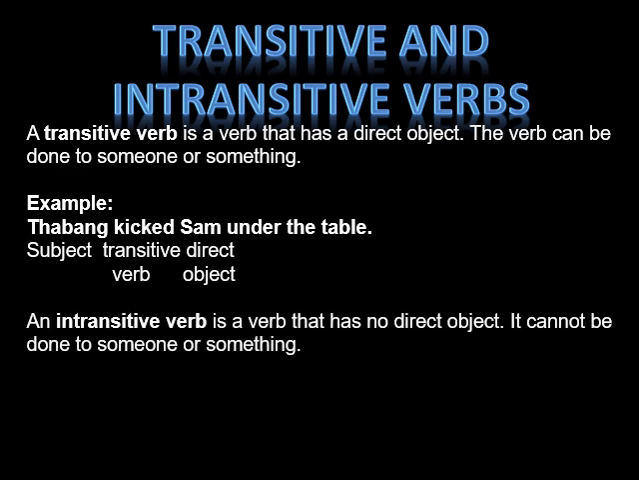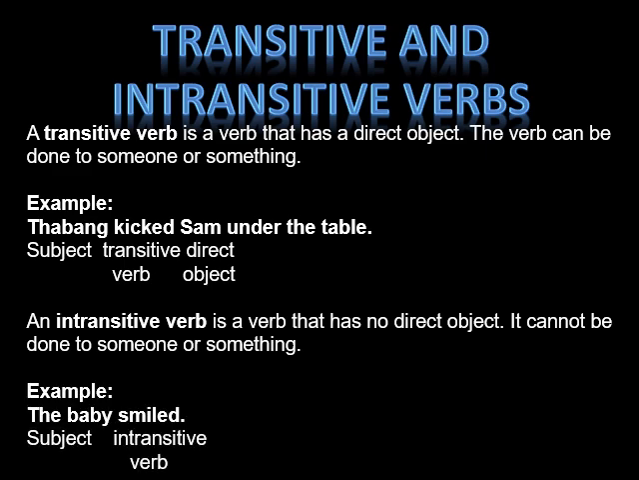Then an intransitive verb is a verb that has no direct object. It cannot be done to someone or something. As in this example, the baby smiled. So we've got the verb smiled. Who or what smiled? The baby. So the baby is your subject. But there's nothing else. So clearly there is no object here. We could add an adverb. The baby smiled cheekily, all right, or the baby smiled happily. So you could put in an adverb, but that is not an object. So smiled is an intransitive verb.